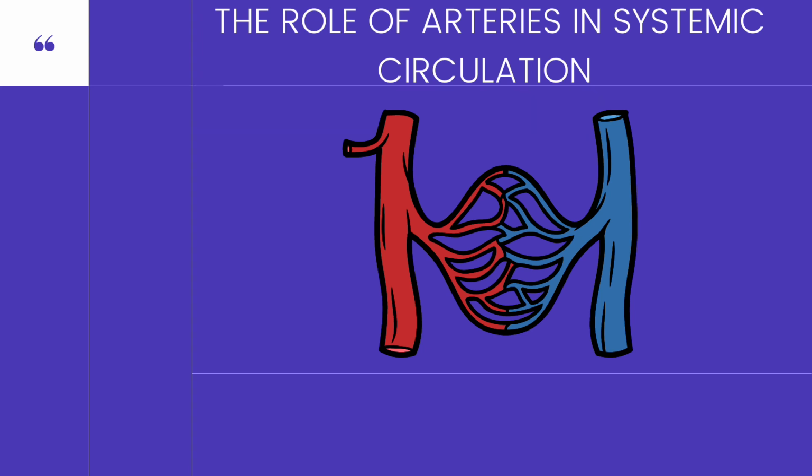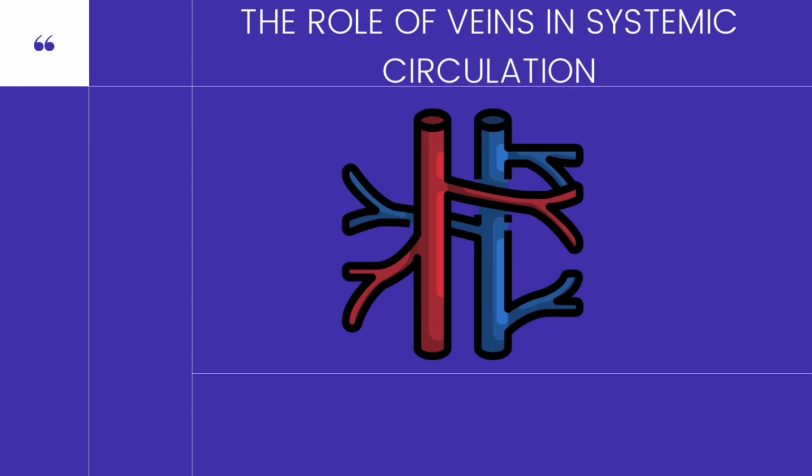The blood travels through the veins on its way to the heart. Following its journey through the capillaries, the blood then enters the venules, which are the body's tiniest veins. After leaving the venules, the blood travels through veins that are progressively larger until it finally reaches the heart. The role of veins in systemic circulation.